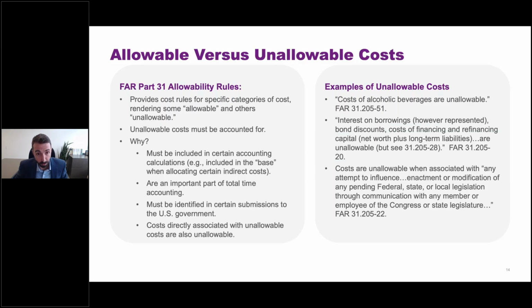So what are some examples of unallowable costs? I've got just a few here. The classic example is alcohol. Costs of alcoholic beverages are unallowable, right?